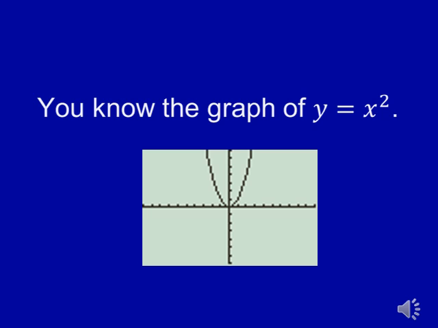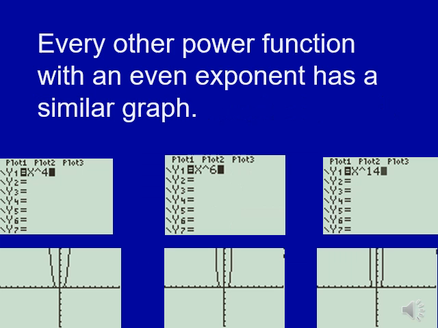We already did the graph of y equals x squared, and of course it was a very simple parabola. It went through the origin, it went up on both sides. That was the graph of x squared. Here you're looking at three other even power functions. I have x to the fourth, x to the sixth, and x to the 14th power. And if you look at those graphs, you'll notice they all have the same basic shape.